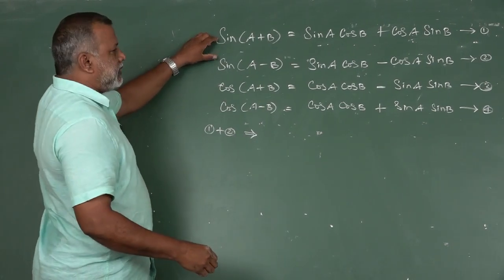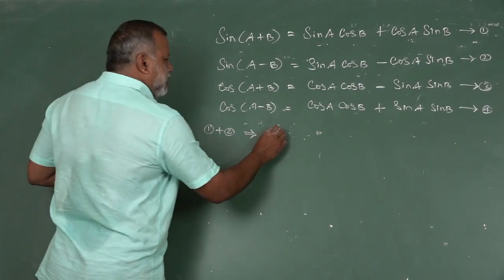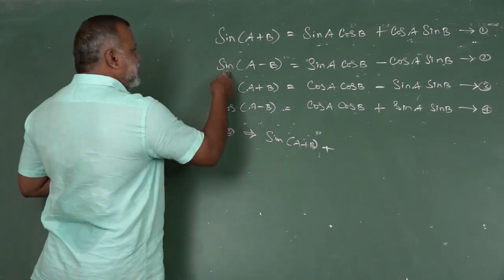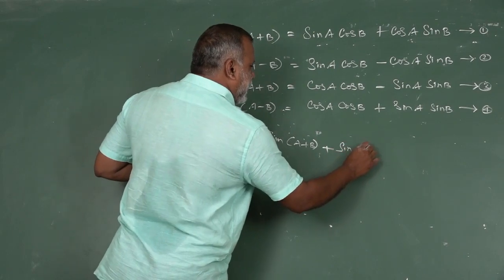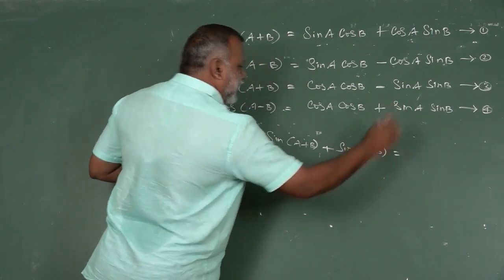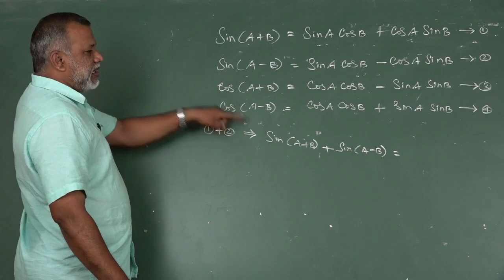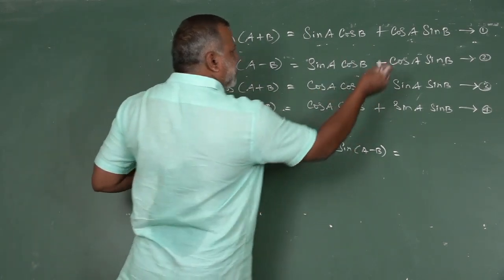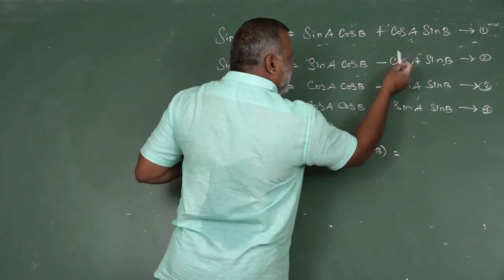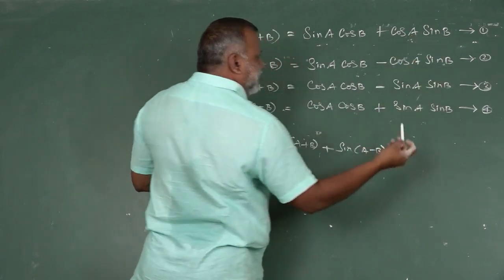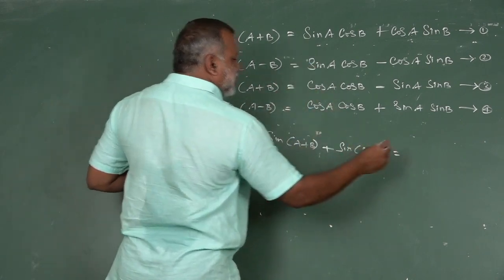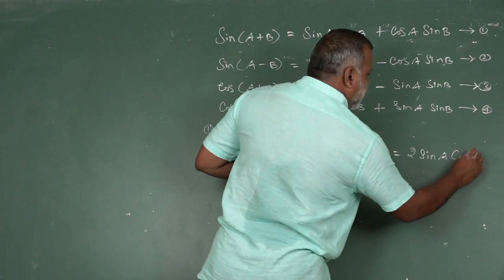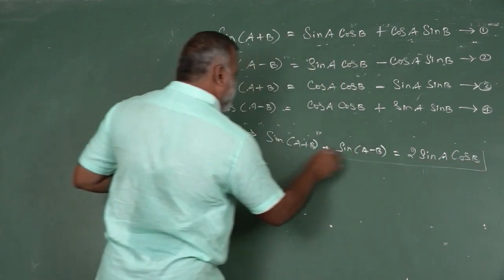Adding 1 and 2. Listen, now on the LHS we are going to add sine of a plus b plus sine of a minus b, that is equal to sine of a plus b, sine of a minus b. We are adding the LHS. On your RHS side, we are going to add these two. See, the positive result and the negative result will be removed. The remaining is 2 sine a cos b.